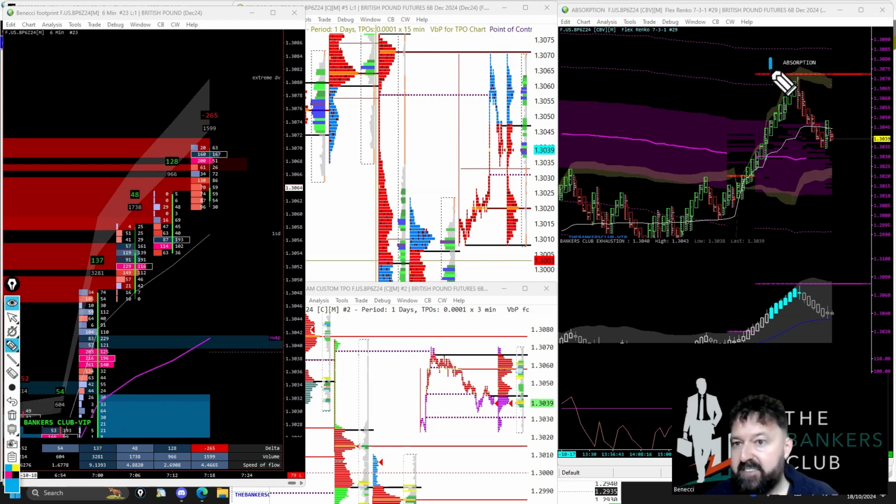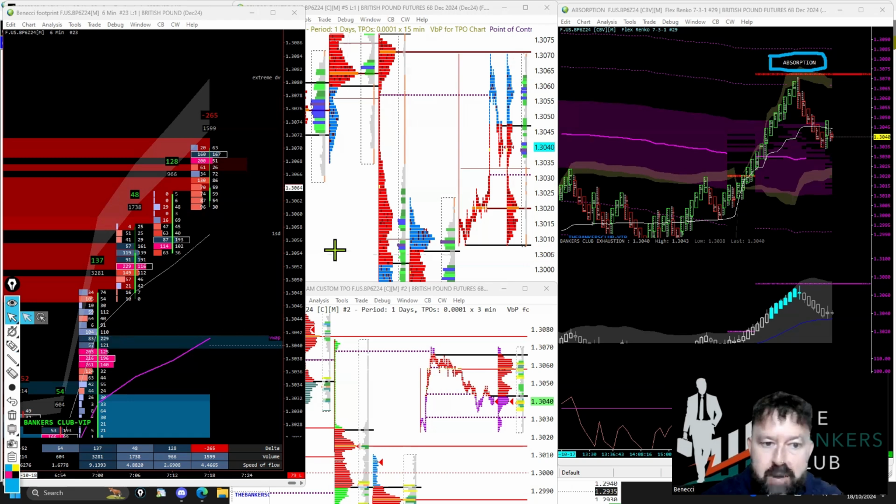And again, this absorption study triggered of mine as well to show that there was absorption taking place there, which basically means aggressive people buying were getting absorbed by passive sell limit orders, as well as people who were buying taking profits at that area as well. So all these calculations I've done and put into studies to make life as easy as possible for the trader.